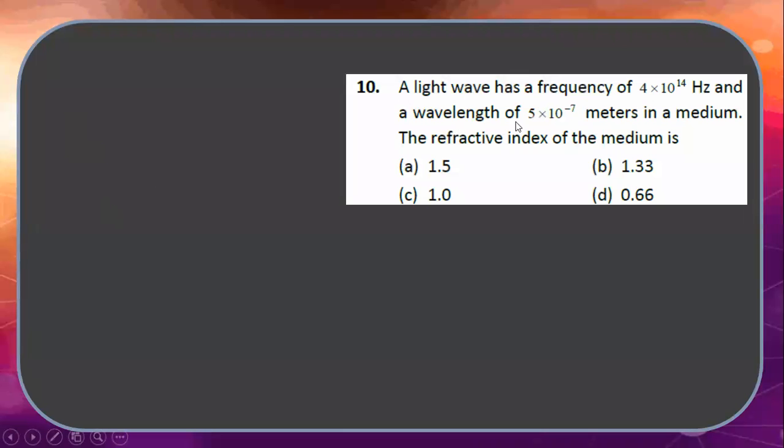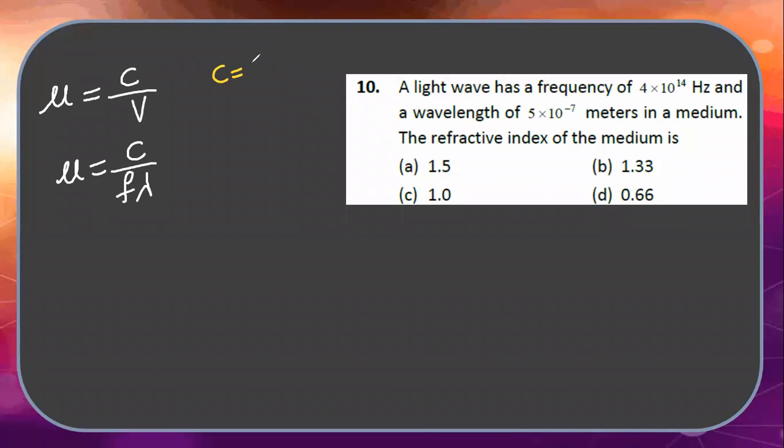Then we'll see the problems. Light has a frequency of 4 into 10 power 14 Hz and a wavelength of 5 into 10 power minus 7 meters in a medium. What is the refractive index? I gave you the formula for the refractive index: mu is equal to C divided by V, or mu is equal to C divided by f lambda. What is the speed of light in air or vacuum? 3 into 10 power 8.